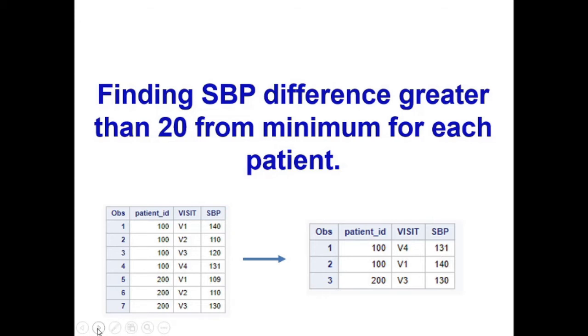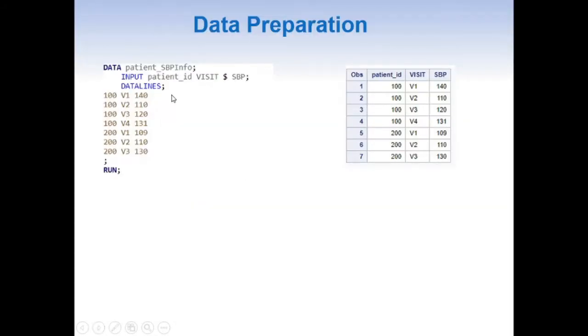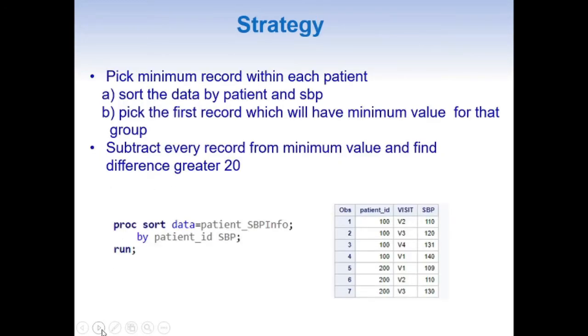Now let us quickly look into data preparation. Data preparation for the sample data set is simple, and I have used datalines to create this. Now let us try to understand our strategy to solve the problem. The strategy is super simple. First, we need to pick the minimum record within each patient. Then we need to subtract every record from that minimum value, and then we need to pick up observations which have a difference greater than 20.